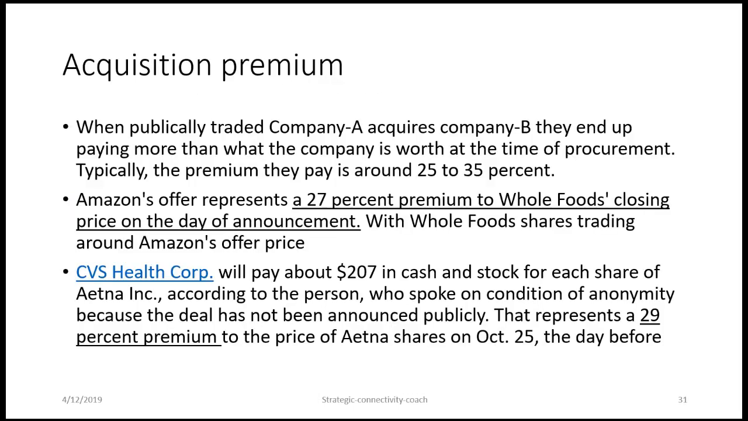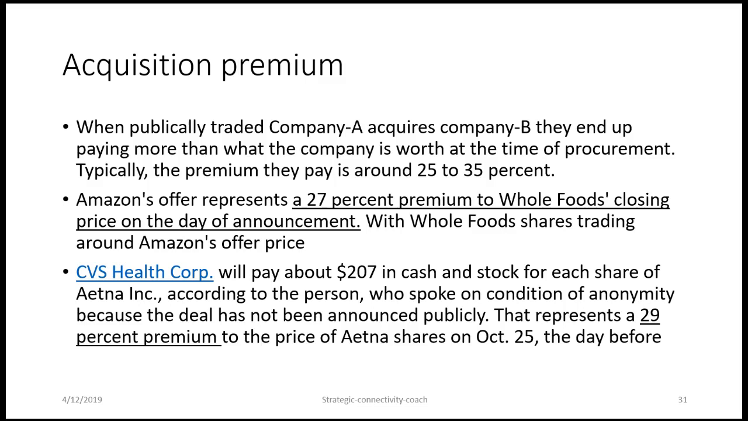So what happens is that when a publicly traded company A acquires another company B, they end up paying more than what the company is worth at the time of the procurement. What does that mean? The stock price at any point in time is the valuation of the company. But typically they're going to pay a much higher price to be able to acquire the company, somewhere between 25 to 30%. You had a couple of examples in the last year or so.